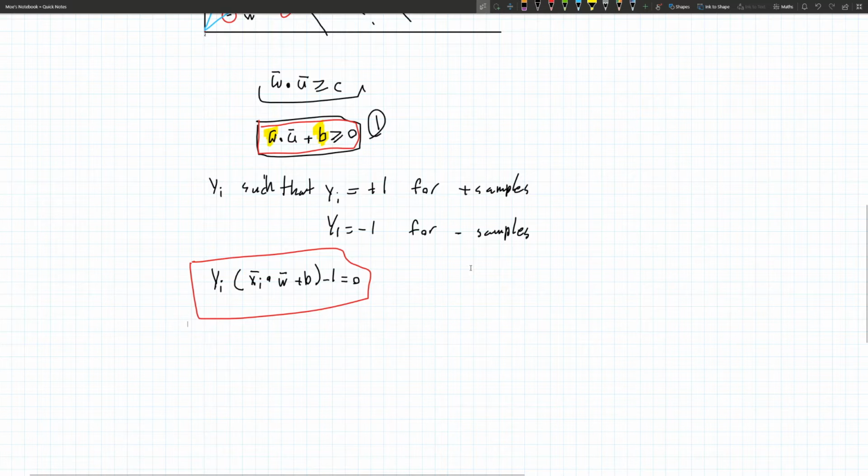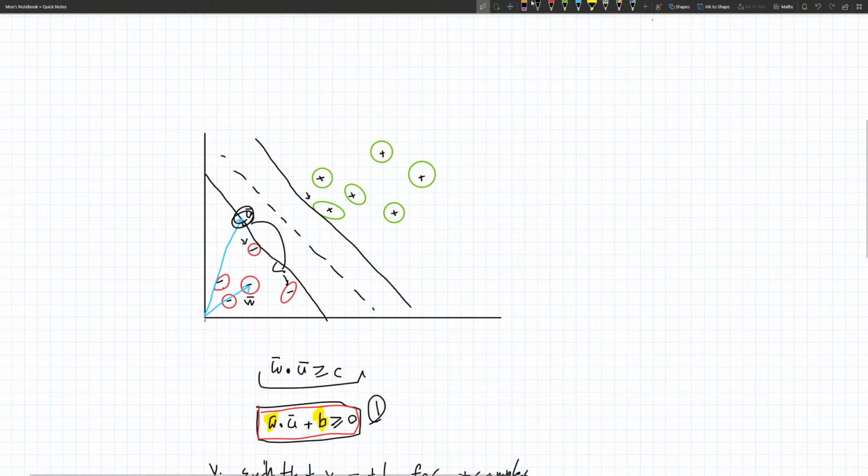Our goal is to make the margin, or the street, as wide as possible. That's the whole goal of support vector machine. But first we need to measure the distance of this margin. So let's get back to our example, the same example.